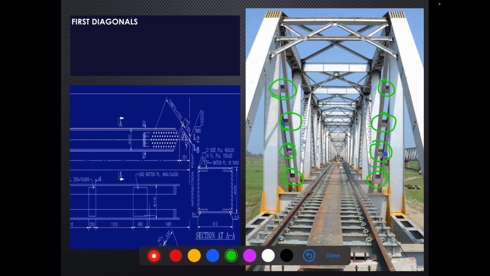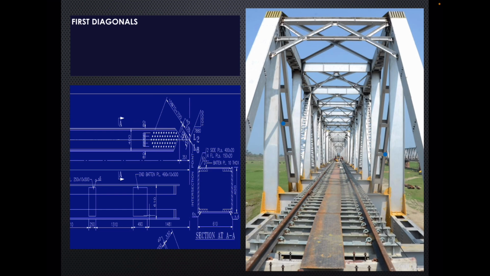You can see in the drawing also, this is a typical longitudinal section of a diagonal. These are the holes to connect at L2 and these are the battens. And this is the top view of the diagonal. Here also you can see there are two C sections connected with the help of battens. So this was about first diagonals.